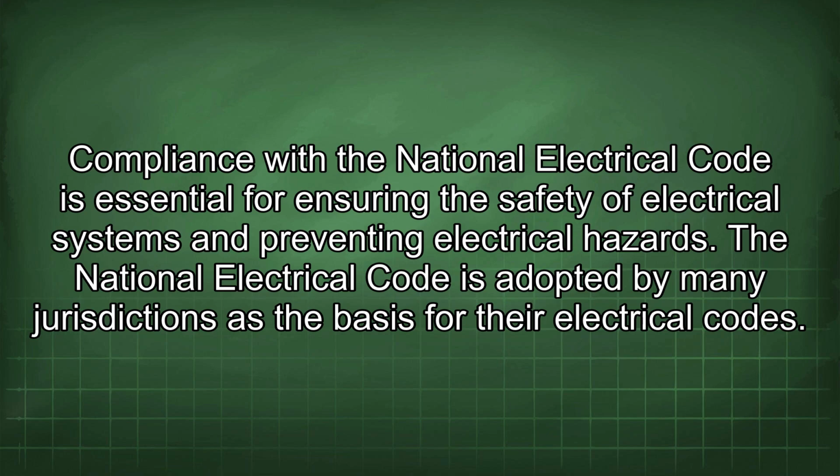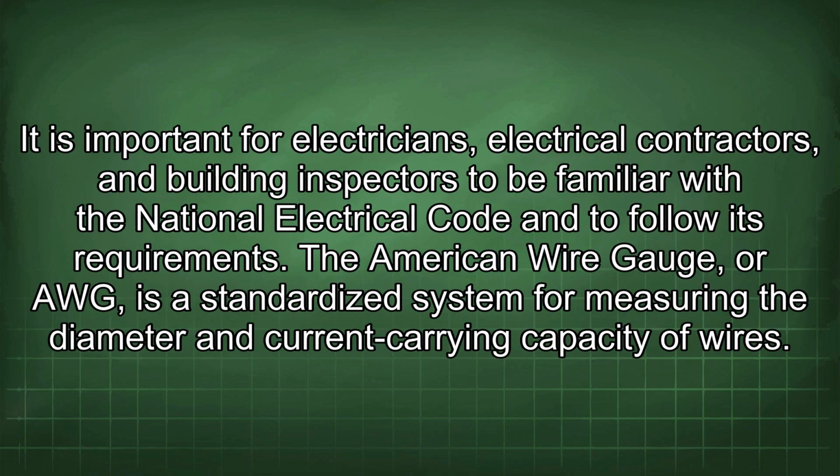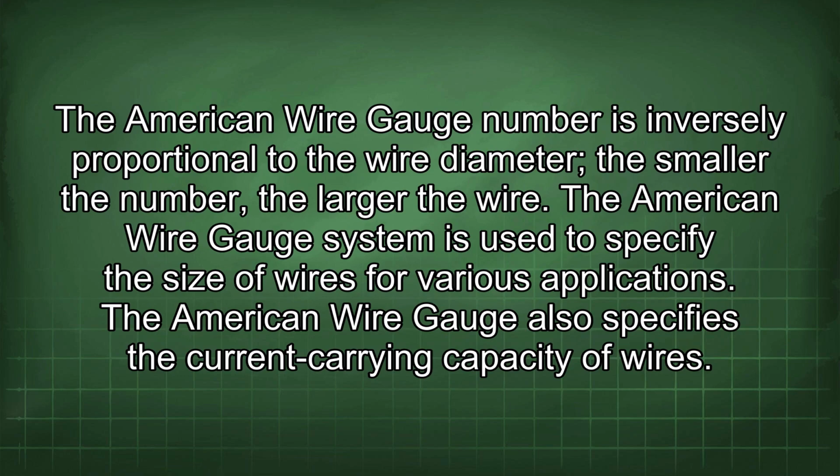The National Electrical Code is adopted by many jurisdictions as the basis for their electrical codes. It is important for electricians, electrical contractors, and building inspectors to be familiar with the National Electrical Code and to follow its requirements. The American Wire Gauge, or AWG, is a standardized system for measuring the diameter and current carrying capacity of wires. The American wire gauge number is inversely proportional to the wire diameter.